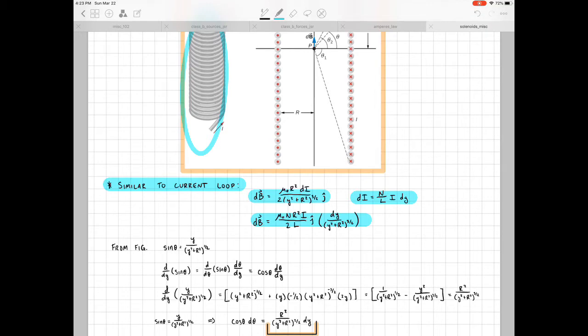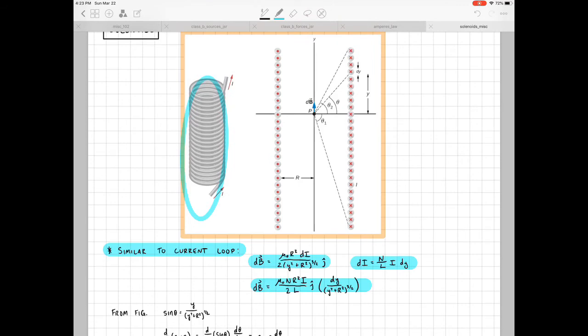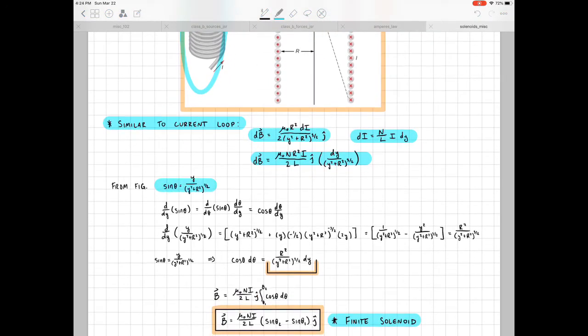And so from the figure, so here's theta. And if you look at this triangle here, sine of theta has to equal y over the square root of y squared plus big R squared, where big R is the radius of the solenoid. And so I can take the derivative of both sides with respect to y.